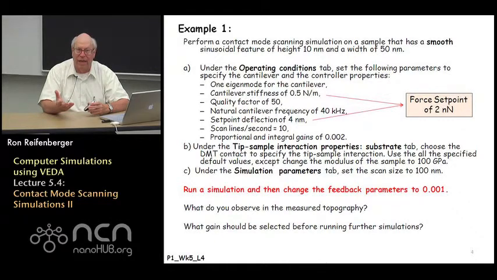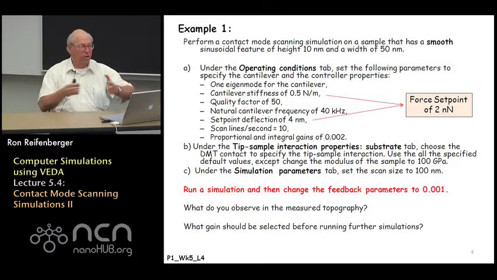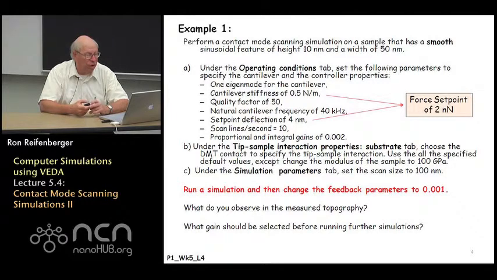I choose 10 scan lines per second just to pick a number. The proportional and integral gains, I've adjusted those to be 0.002, and we'll look at those in a little bit more detail. We're going to choose the DMT contact model. We're going to select the modulus of the sample to be 100 gigapascals, and we're going to scan over a 100 nanometer range, okay? So the questions are, what do we observe in the measured topography?